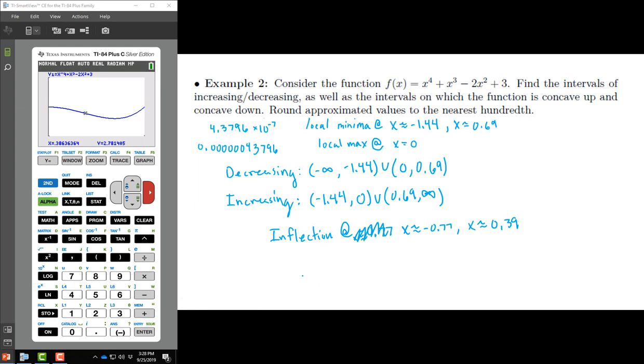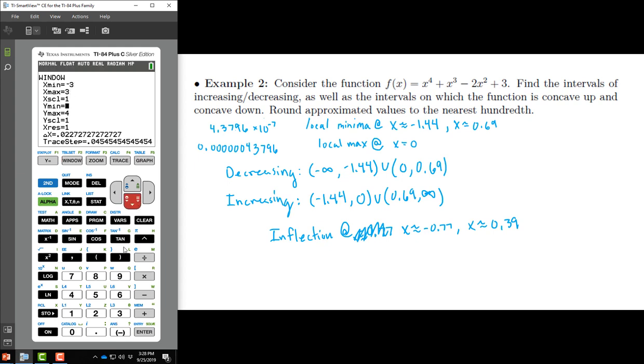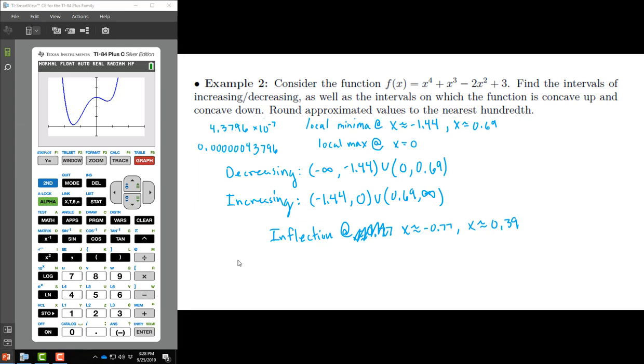But then once we've determined those inflection points, let me go back to that previous window. Then I can, so where were we at? We were at -3 to 3. We were at -1 to 5, I believe, just so we can see the whole graph. Now we can go ahead and write out our intervals of concave up and concave down. So we are concave up.